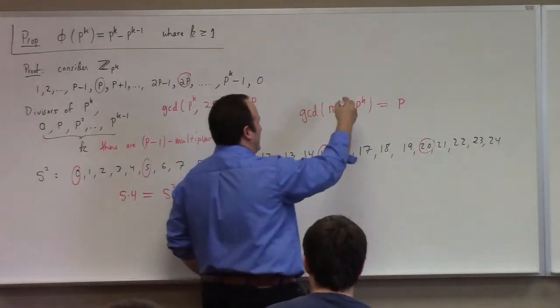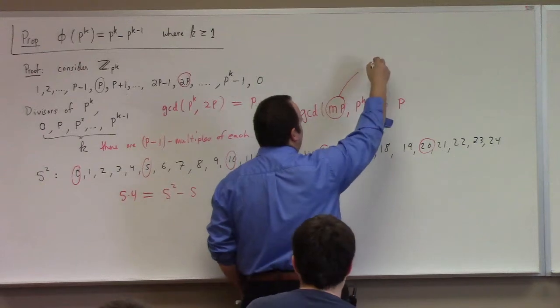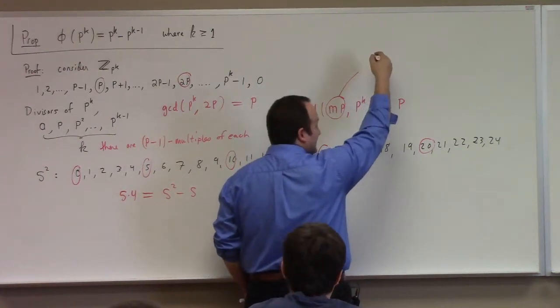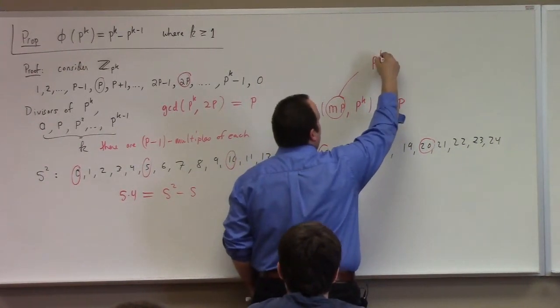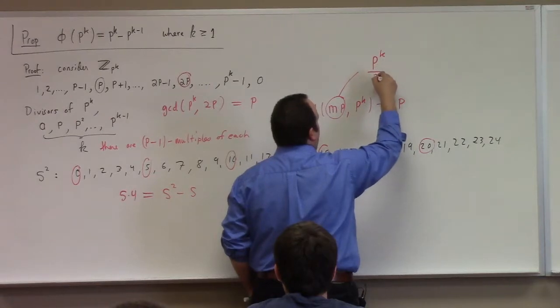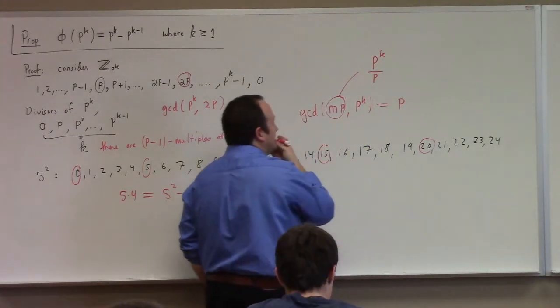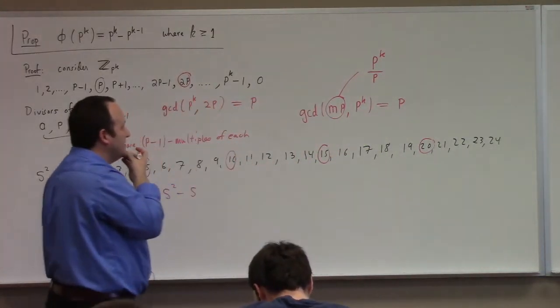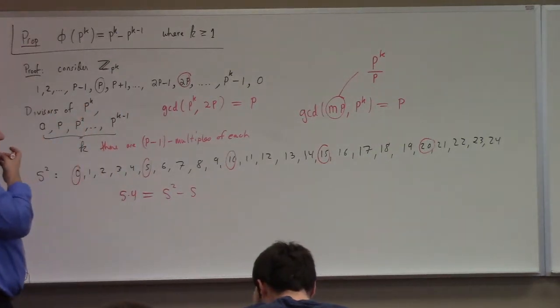Right. You guys got to slow down. So how many of these are there? There's p to the k over p, which is p to the k minus 1. How do you know p to the k over p? Because if you take a divisor of p to the k, they're all spaced out by exactly p distance.